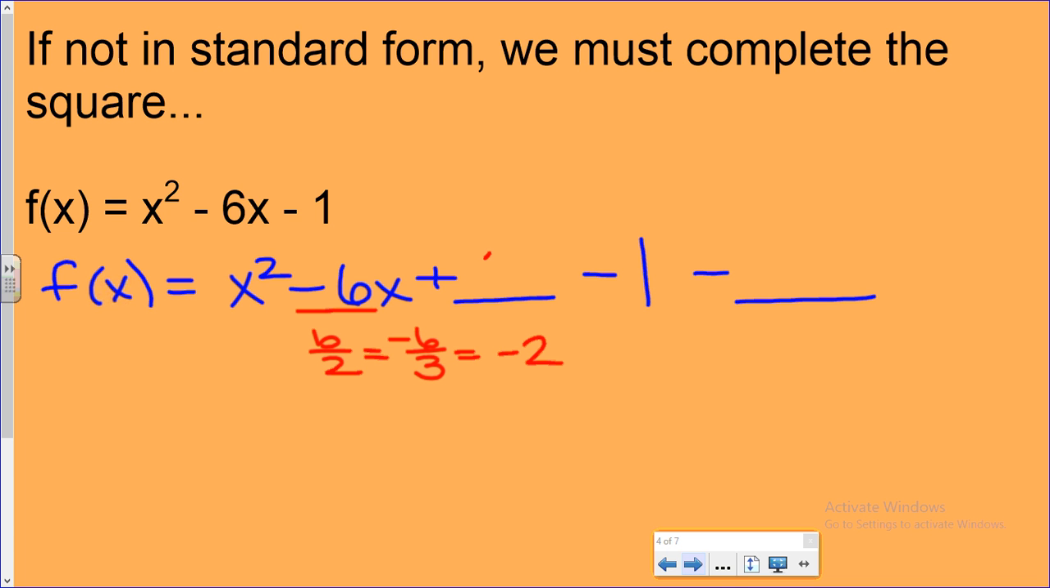Okay, so negative 2 squared, hold on. Oh, Mrs. Holman, I'm sorry. I was getting ahead of myself. I knew the answer was 3, and so I wrote 3. There we go. B over 2 is negative 3. So b squared goes right here.